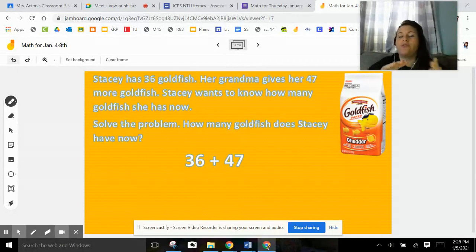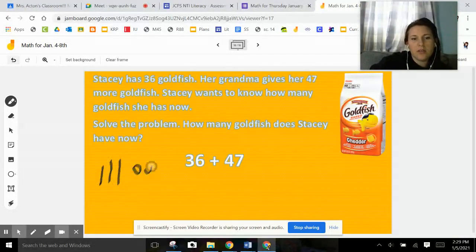So you can choose any strategy: number line, breaking apart, your base 10 box, your 10 sticks and your ones cubes, or you could stack it. I'm going to use the 2 that everyone's the best at. So first one, we're going to do the model. So let's make the number 36 and the number 47.